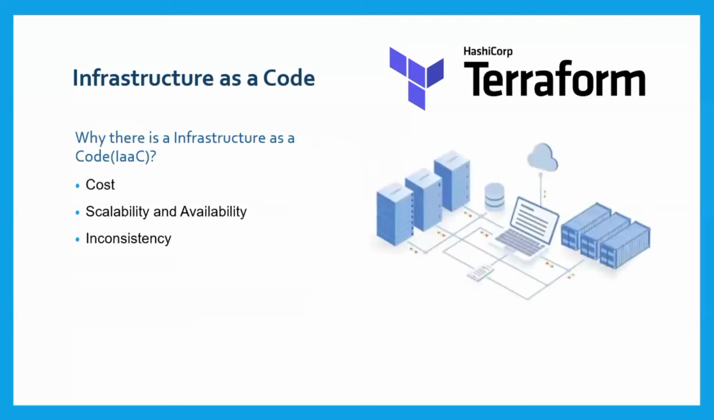Now the next point I would like to discuss is why there is a need for infrastructure as code. There are three key problems which I have listed, and I feel that because of these we need automation in our infrastructure, so that our infrastructure will be consistent throughout and we will have more efficiency in our infrastructure creation. So let's discuss all these points.